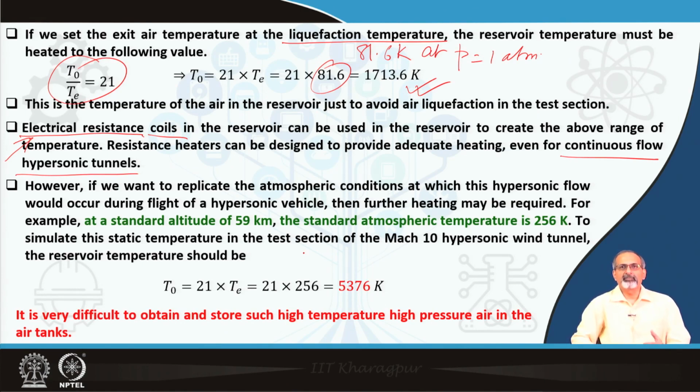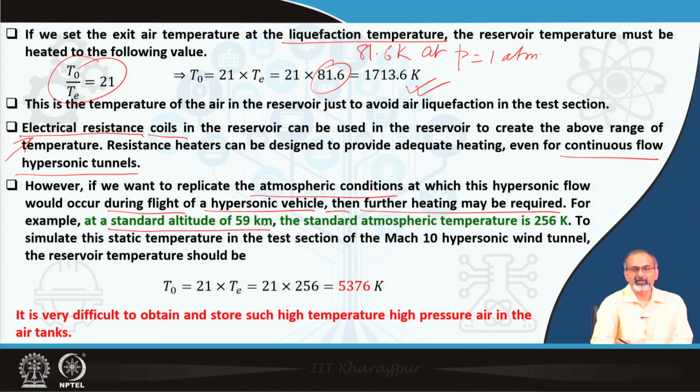However, if we want to replicate the atmospheric conditions at which this hypersonic flow would actually occur during flight of a hypersonic vehicle, then further heating may be required. So, now we are trying to connect with a hypersonic vehicle's flight conditions, and then you have to connect with the kind of temperatures which such a vehicle will encounter if you are trying to test it in a tunnel like this. Let us say at a standard altitude of about 59 kilometers, if we look at the temperature, the standard atmospheric temperature, that will be 256 Kelvin.